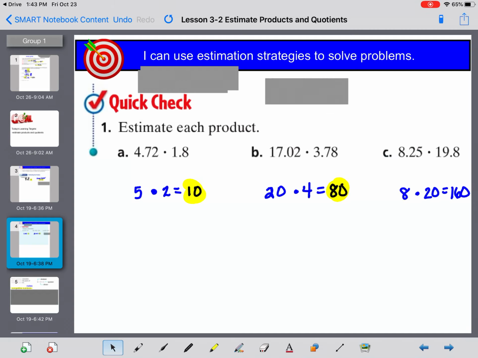I try to do the ones that allow me to do the math in my head, because a lot of times you want to be able to do a quick check that your work is correct. Letter C, I rounded to 8 and 20. 8 times 20 is 160.